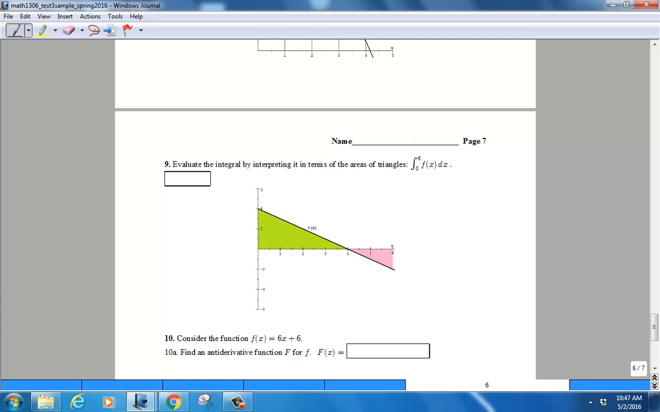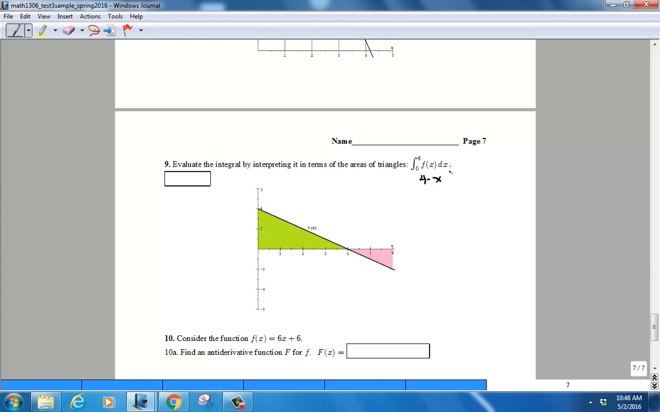Now, I didn't tell you in the sample test what the formula for this function f is, but I'm telling you now: it's 4 minus x. So this function is 4 minus x. Let's see if we can calculate this area just using geometry, and then we'll test the fundamental theorem of calculus and see if we get the same value. If we don't get the same value, then we're in trouble, so something has gone wrong.